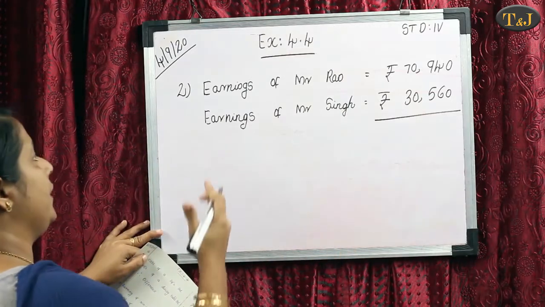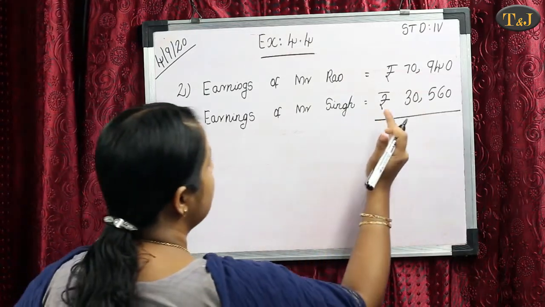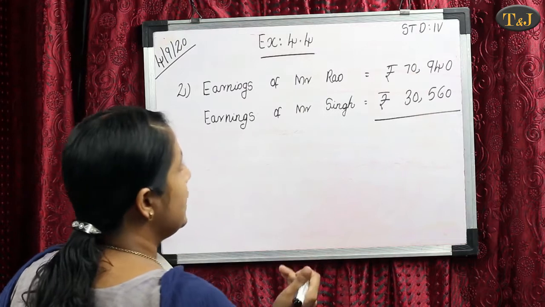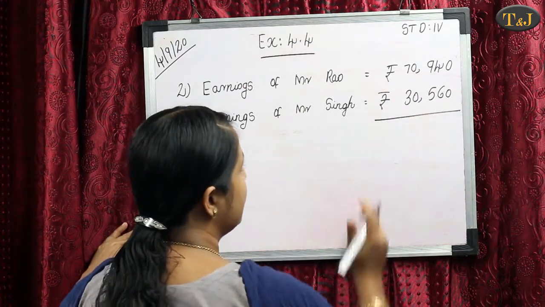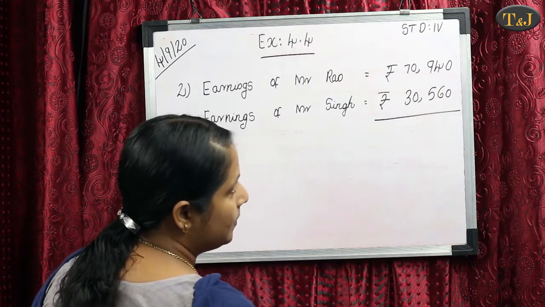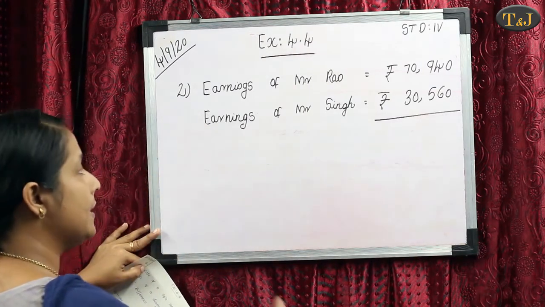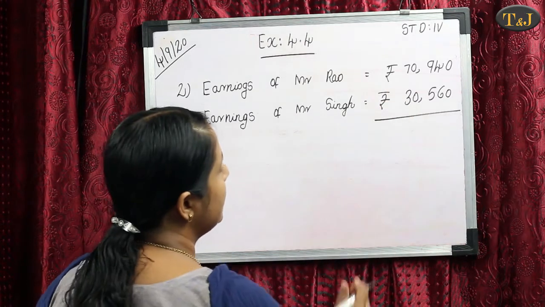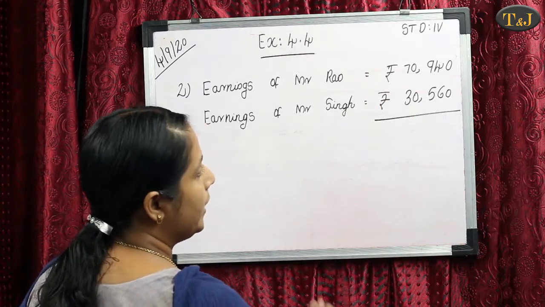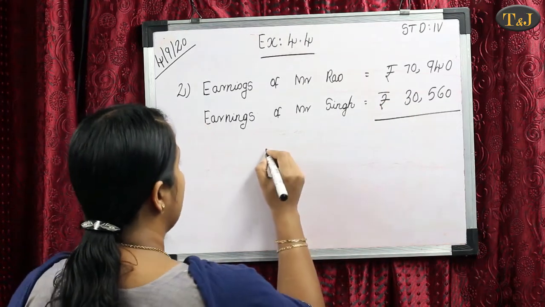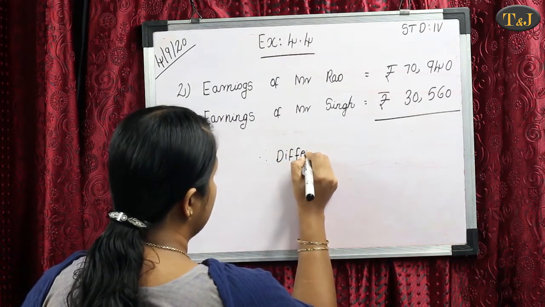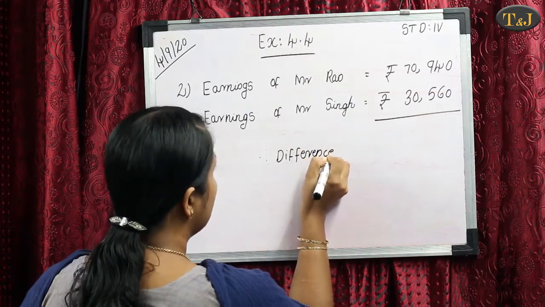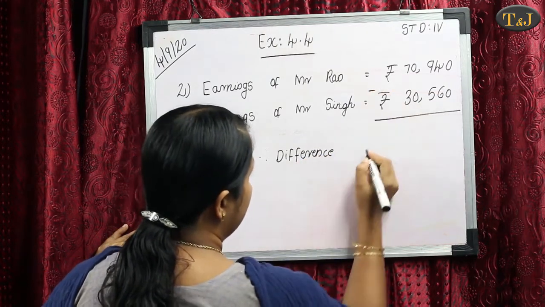In this textbook, they gave the value of Mr. Singh's earnings first, then Mr. Rao's earning. But we have to select the first number as 70 something, because 70 something is the bigger number. That's why we select 70,940 in first position. Next we want to find their difference. We know that difference means minus, so put the minus sign here.